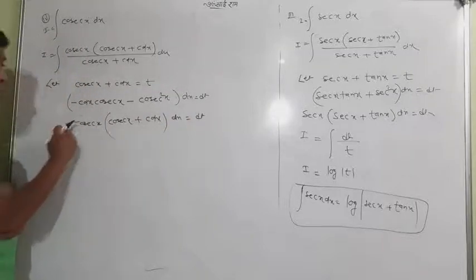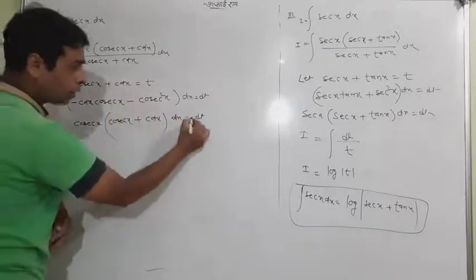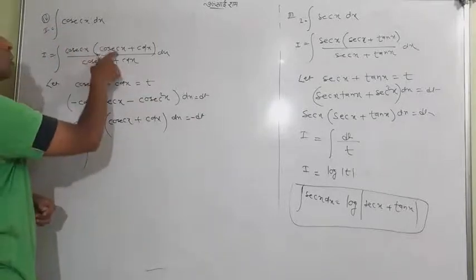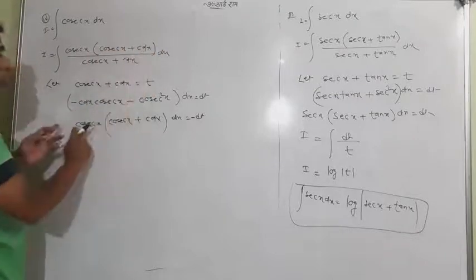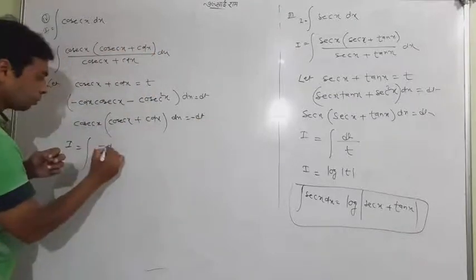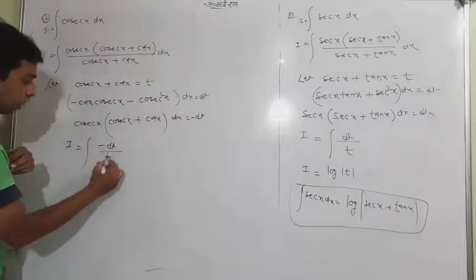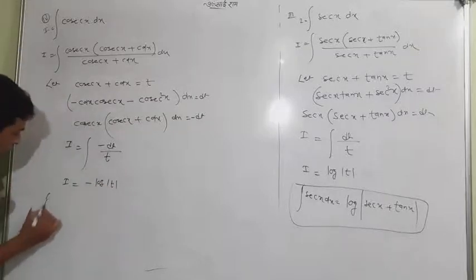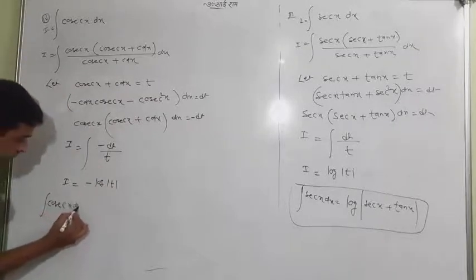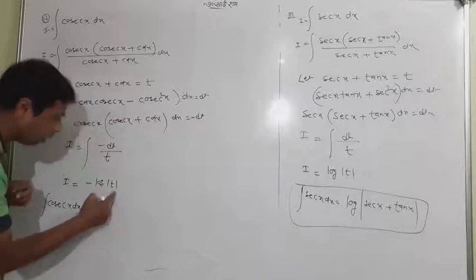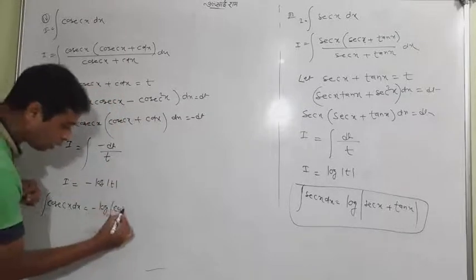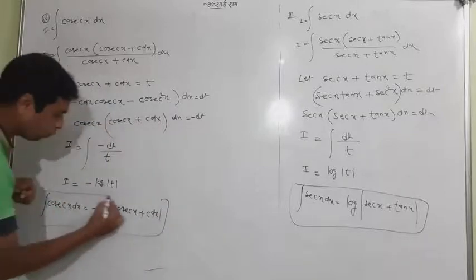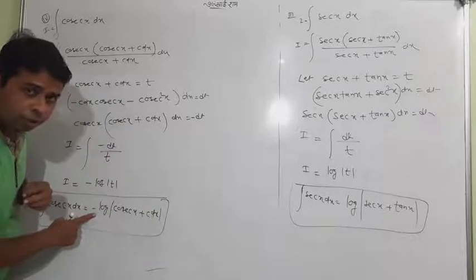Transferring the minus to the other side, I write minus dt, and then go into the question. Cosec x into cosec x cot x dx, all the same term, is equal to minus dt upon this, which is our t. So your answer is going to be minus 1 by t, meaning log t. So your formula will be formed as the integral of cosec x dx equal to minus log t, which is minus log of cosec x plus cot x. So this is the first formula, where minus is coming just here.